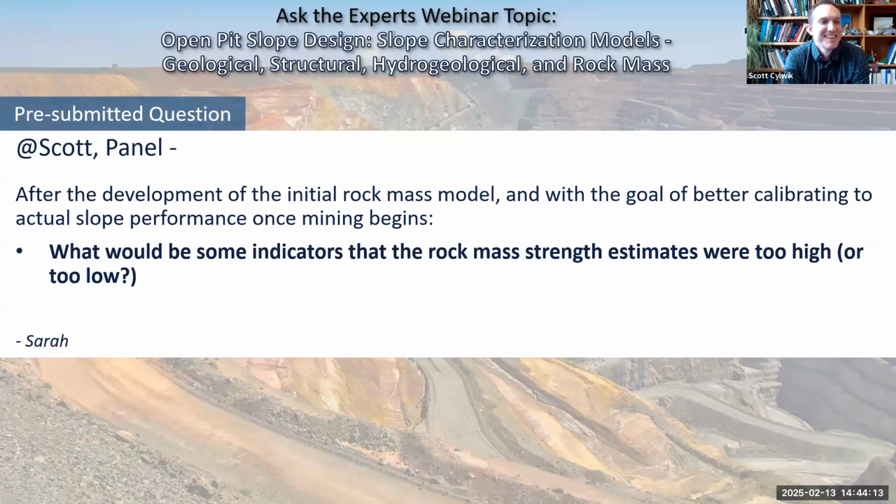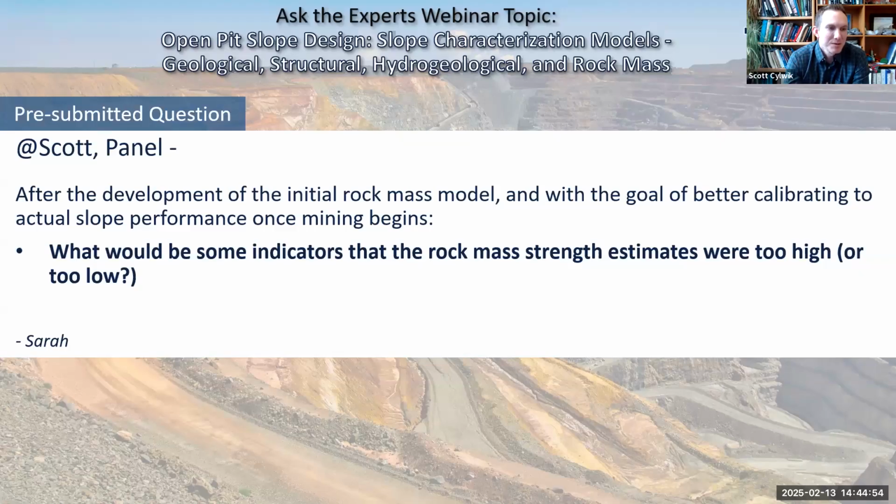So I guess one indicator that the rock mass strengths were too high is that the slope failed. Maybe you assumed too high of a strength and we're having issues. But to clarify that a little bit, if there's a slope failure, the most important thing to do is to properly identify what the failure mechanism was. It's pretty rare to see a slope failure that is entirely contained within rock mass, or what we'd call isotropic rock mass. In my whole career, maybe I've seen that once or twice. It's not very common at all.